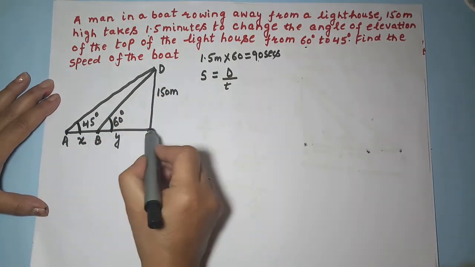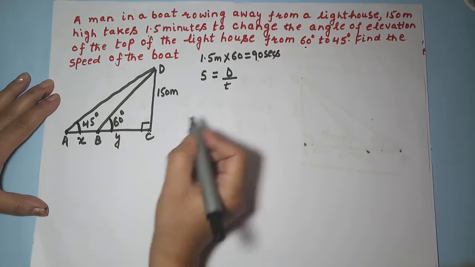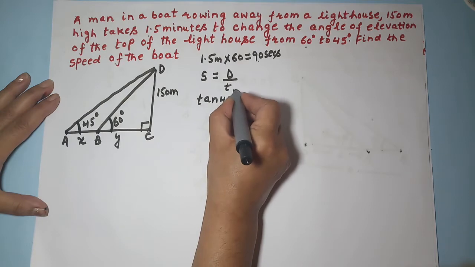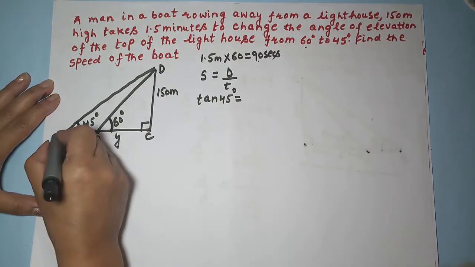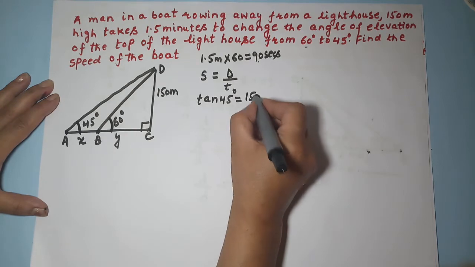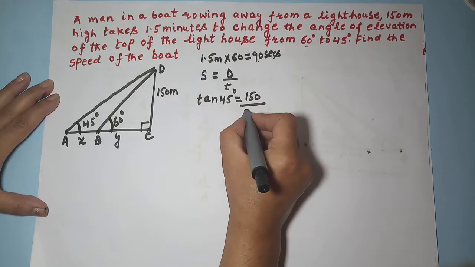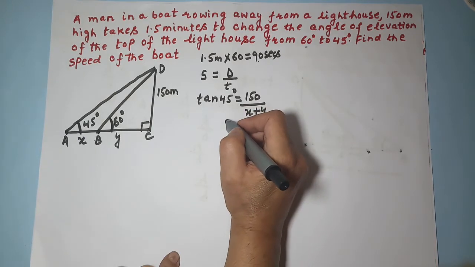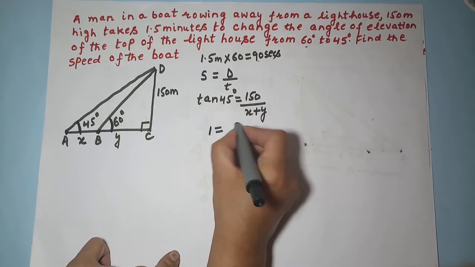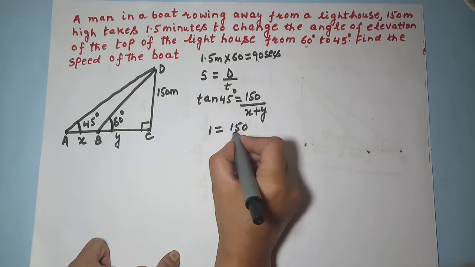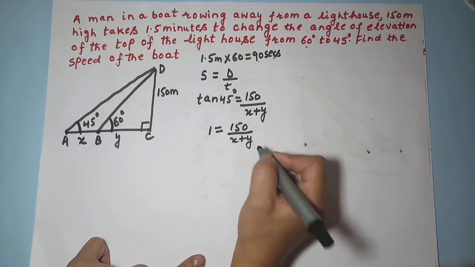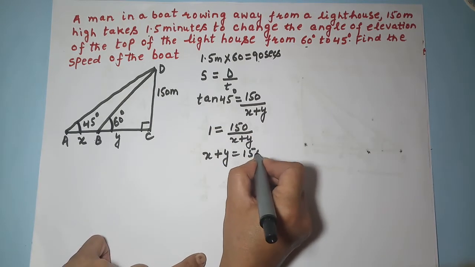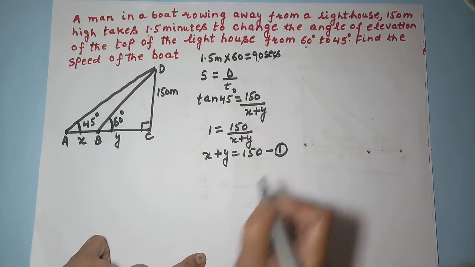Okay, now let's try to calculate this x. So let's take this triangle DAC first. This is 90 degree. In that we have tan 45 degrees is equal to opposite upon adjacent. Opposite is 150 and adjacent is x plus y, right? Now I know the value of tan 45. Tan 45 is 1. So 1 is equal to 150 upon x plus y. If I cross multiply, I am getting x plus y equal to 150. This is my first equation.